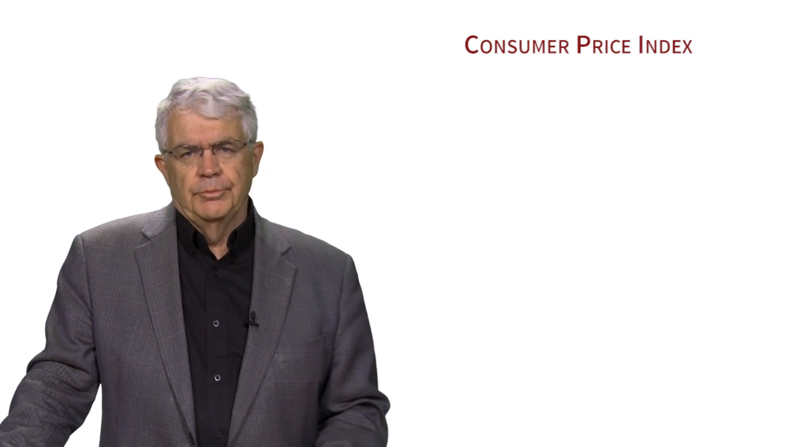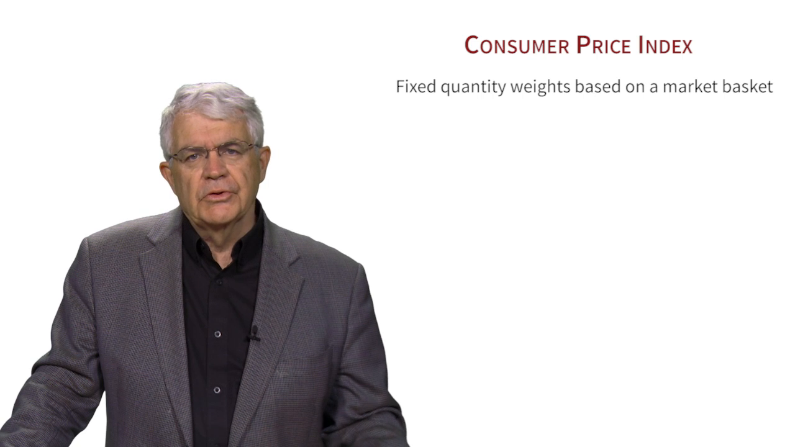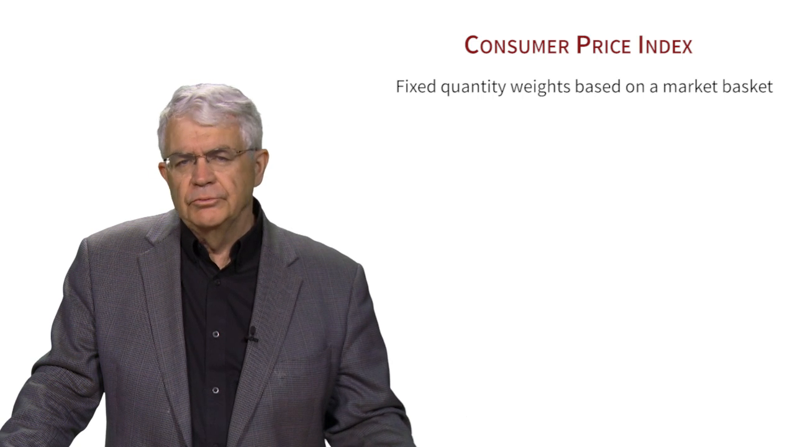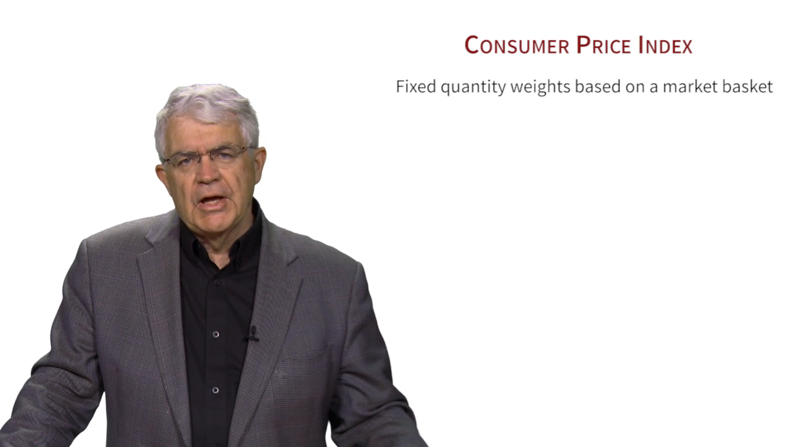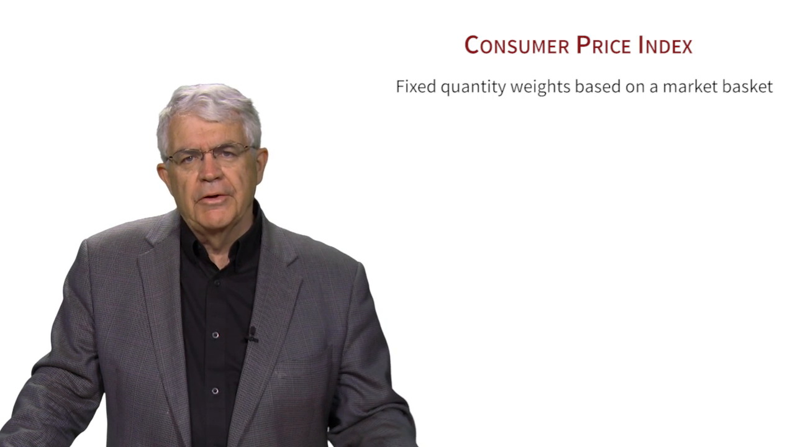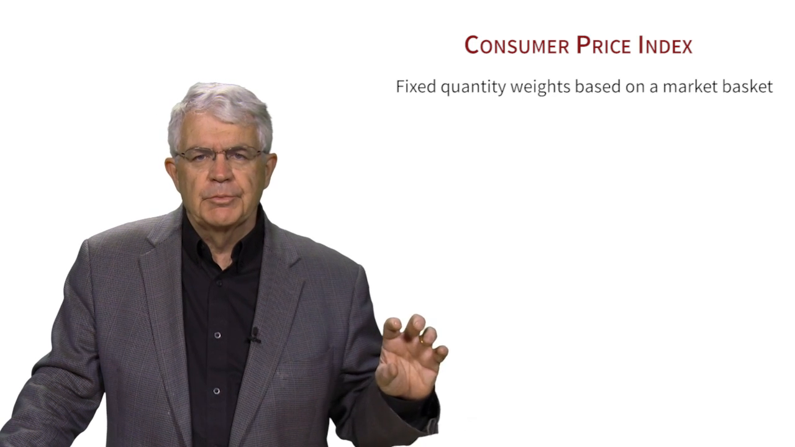Now, finally, there are, of course, other measures of prices and inflation in the economy. The most famous one is the Consumer Price Index, and it's computed somewhat differently. It's important to understand how. The Consumer Price Index is based on fixed quantity weights. So there's a survey that's done every so many years, not that frequently, and government statisticians, surveyors go out and try to estimate a market basket for people. How much food do you buy? How much do you spend on gasoline?